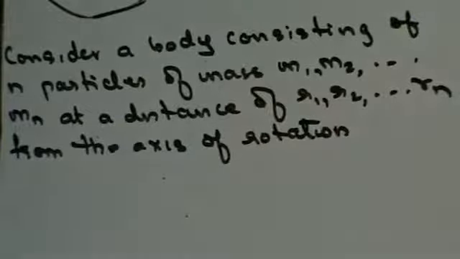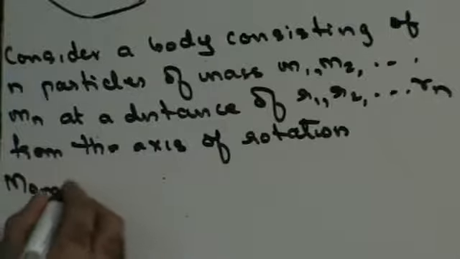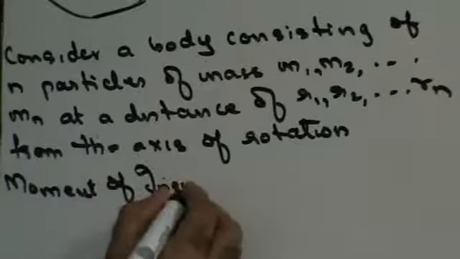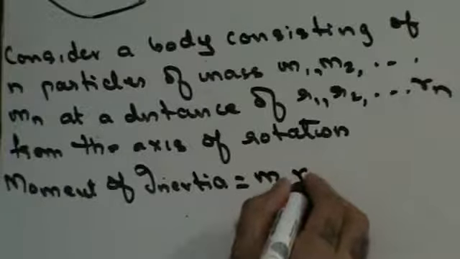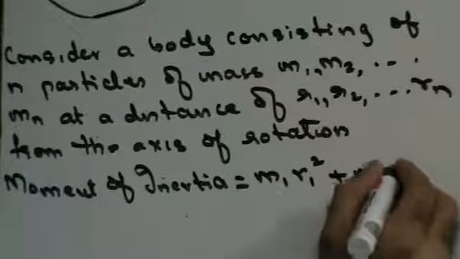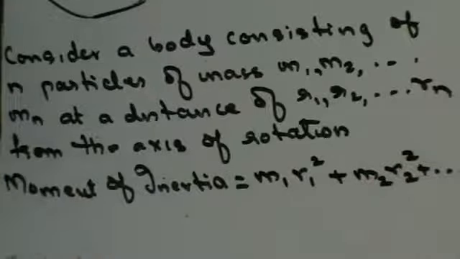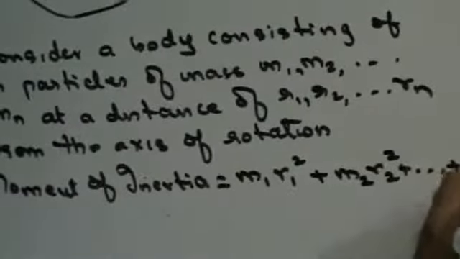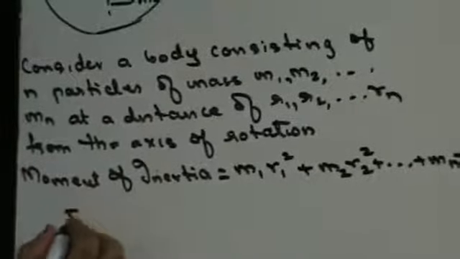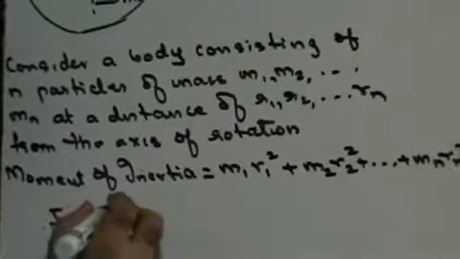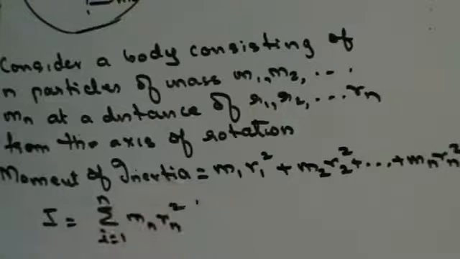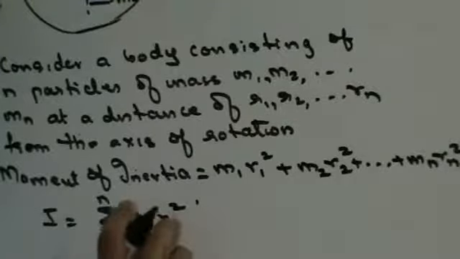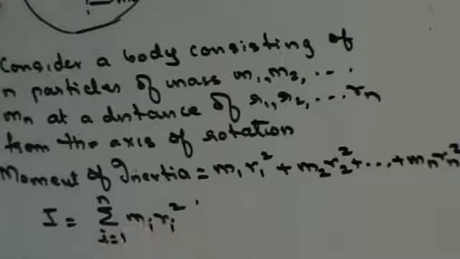In that case, I can say, therefore, the moment of inertia is defined as the sum of the product of mass and square of the distance from the axis of rotation. This is going to be m1 r1 square plus m2 r2 square plus and so on, plus mn rn square. So this can be written as moment of inertia I is equal to sigma i equals 1 to n, mi ri square. That is my moment of inertia.